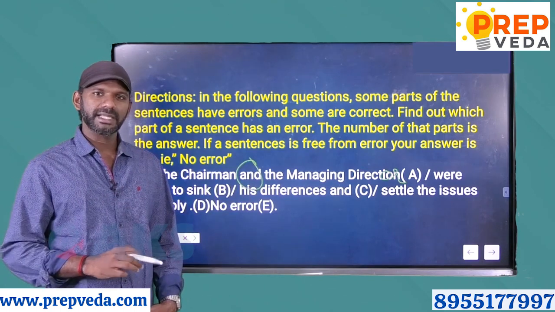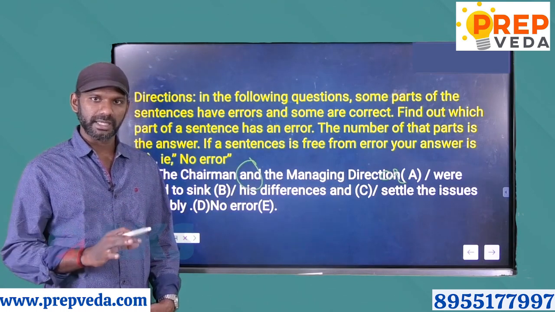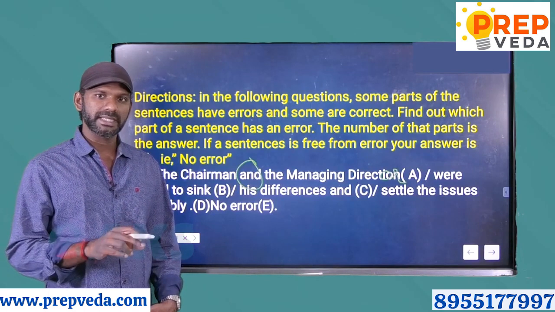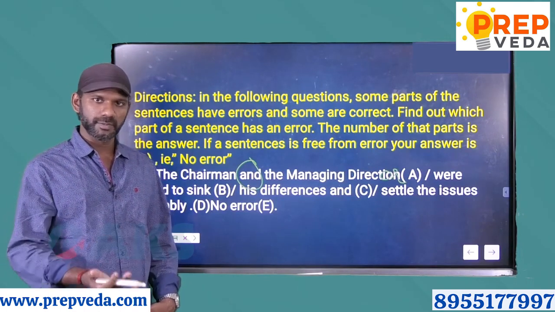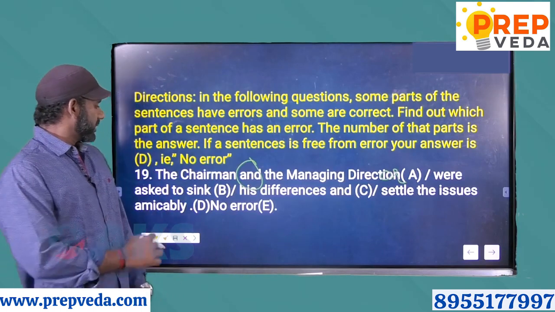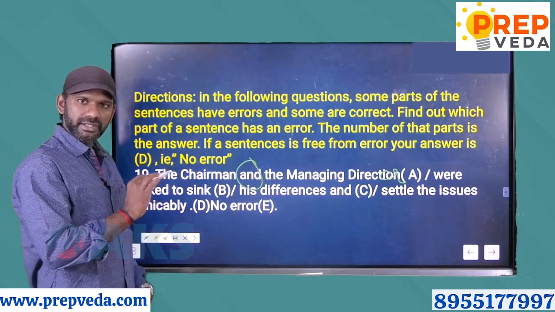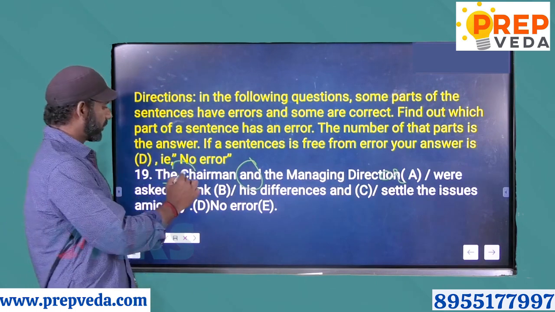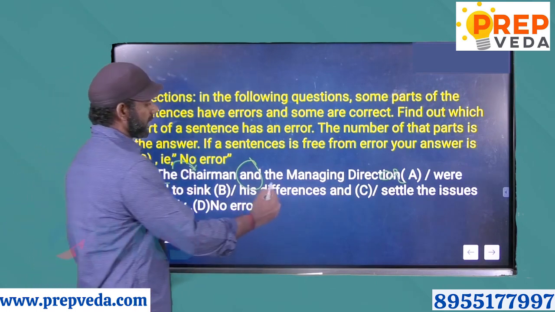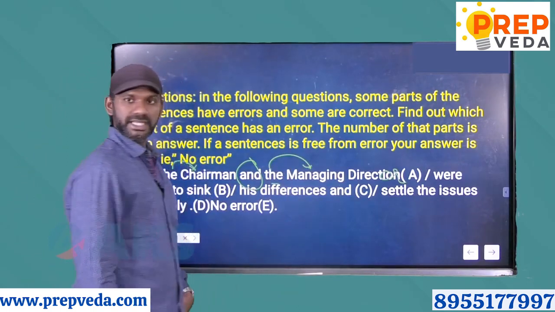The rule regarding and we discussed on subject-verb agreement. When and connects similar entities, the subject is singular. When and connects different entities, the subject is plural. The chairman and the managing director: the is used twice. The first the refers to chairman and the second the refers to managing director.